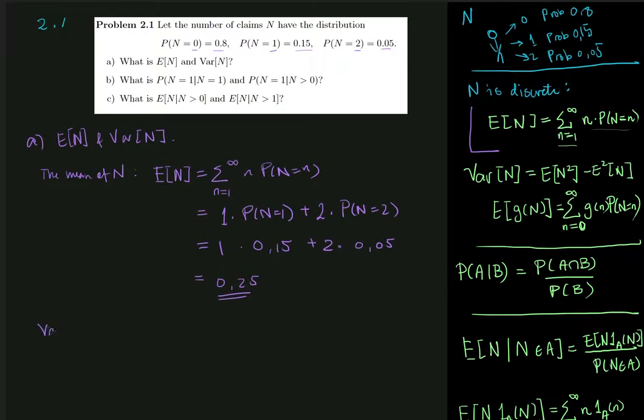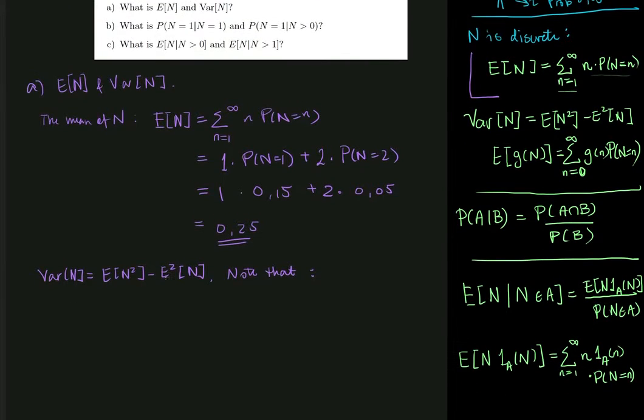Now, how do I find the variance? Well, the variance of n is given by the second moment of n minus the square of the expected value of n. So first, we need to calculate the mean value of n squared, right? So let's try to calculate that.